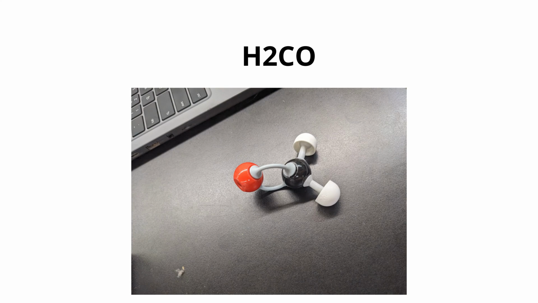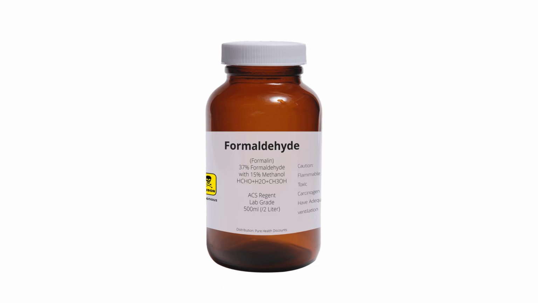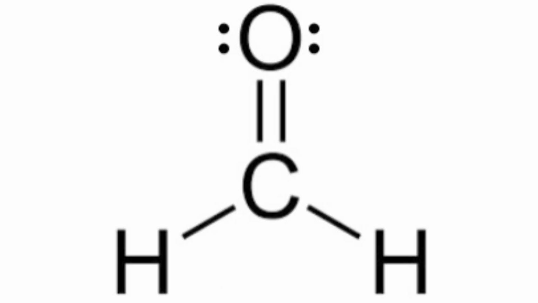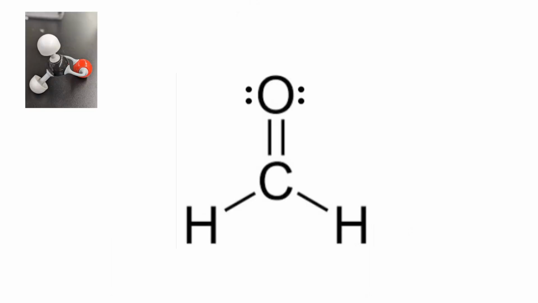This is formaldehyde. Well, not really. This is just the model. This is what formaldehyde actually looks like, but for now, we'll just use this, or more specifically, the Lewis diagram. Lewis diagrams help us visualize and understand the bonds within an atom, as well as the lone pairs of electrons that can exist within a molecule.